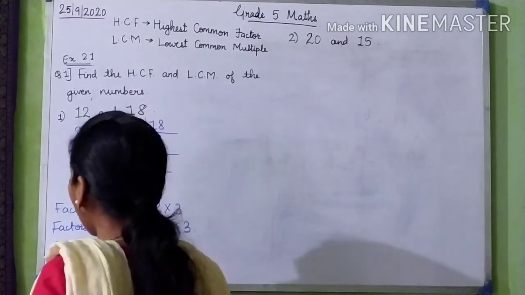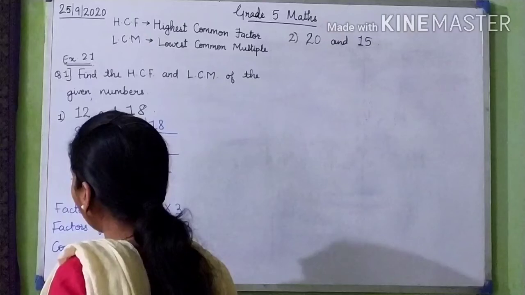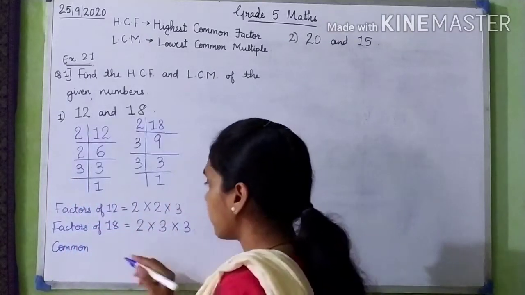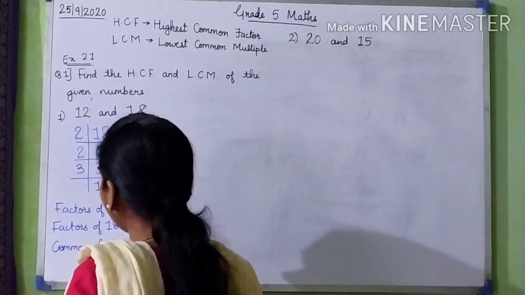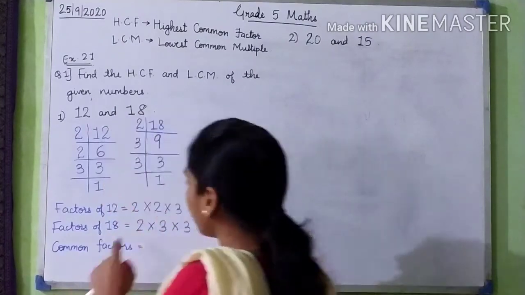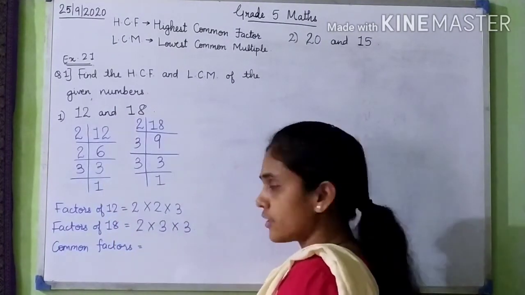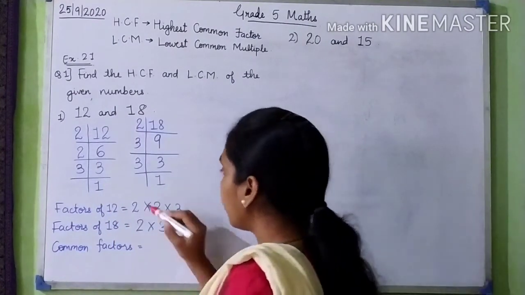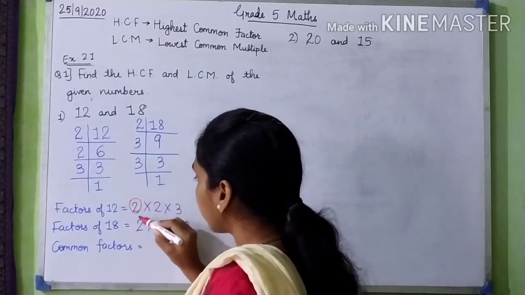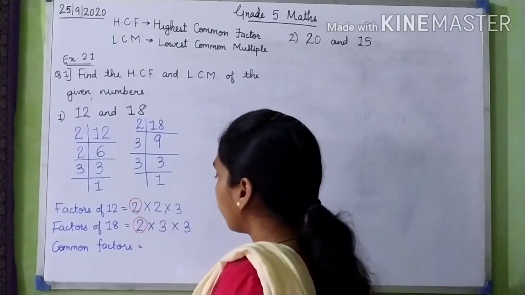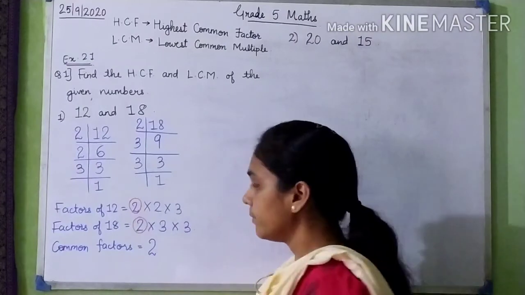So which are the common? Common means which are there in both the numbers. So the common factors are, here there is a 2 and here also there is a 2. So this first 2 is a common factor. So I will circle it. So 2 is common.